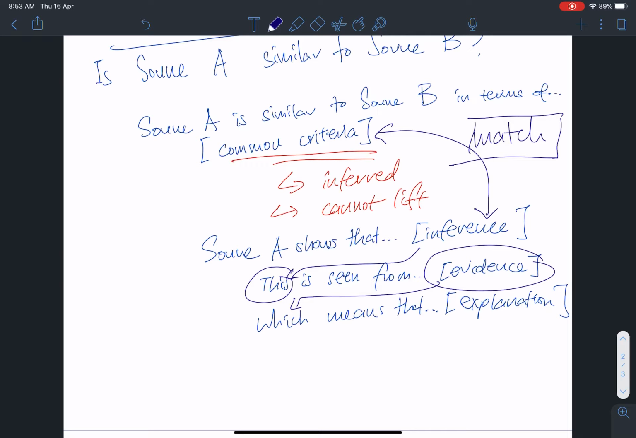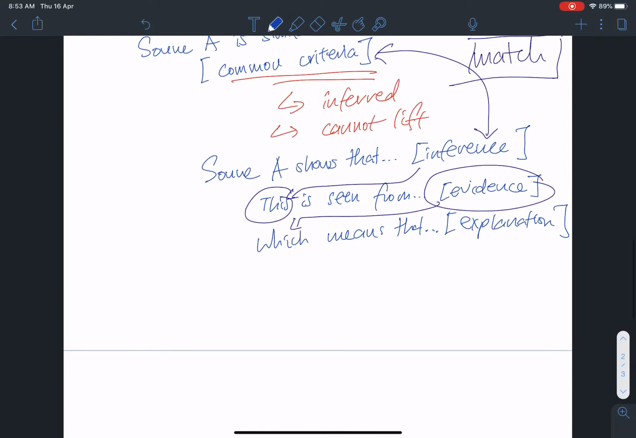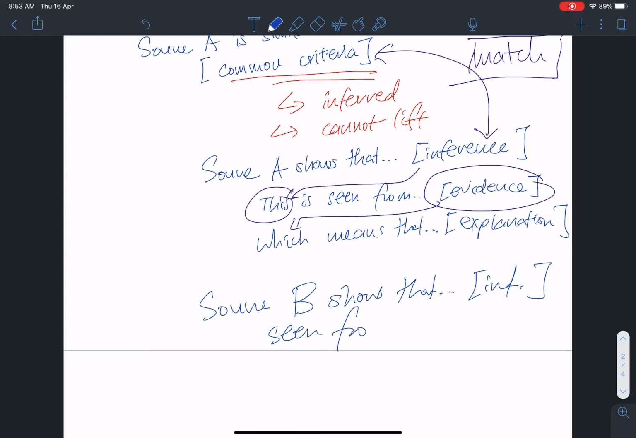Okay, so have I answered the question yet? No, I haven't, because I have not talked about source B. So I need to say source B. Source B shows that inference, seen from evidence, which means explanation. Okay, it is the same.